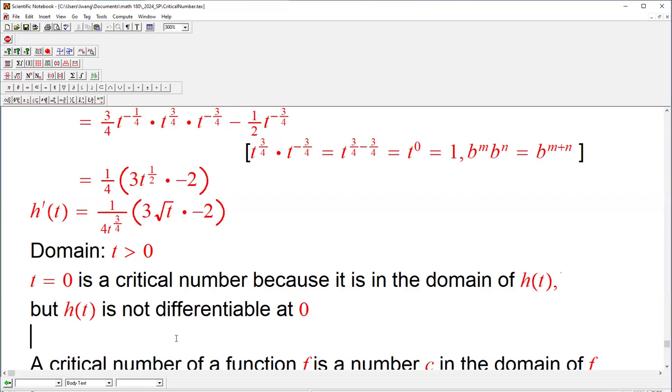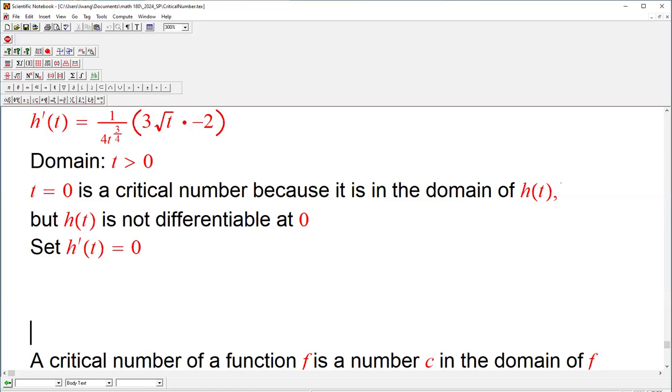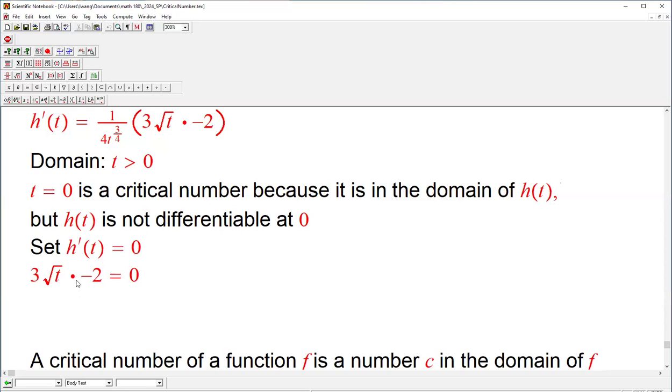What other critical numbers are we going to find? Well, we're going to set the derivative function equal to 0. Of course, this is going to be in the domain of the derivative. If the derivative function is 0, the denominator cannot be 0, so the numerator must be 0. That's how we get this equation. Parentheses can be removed, and we can solve for t.